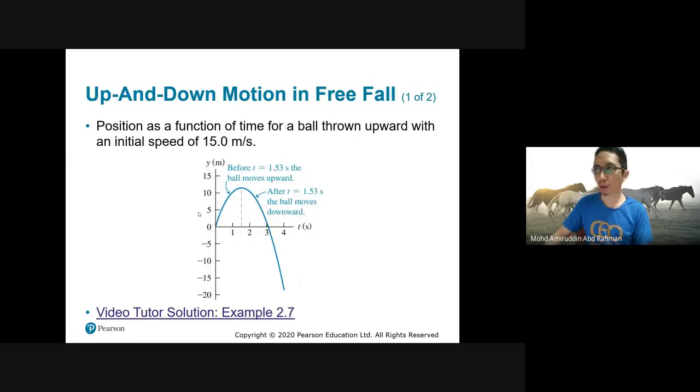All right, so you also have the up and down motion in free fall. So basically, the position as a function of time for a ball thrown upward with an initial speed of, for example, 15 meters per second. All right. So actually, the ball will go up first, and then later it will go down. Okay, so let's have a look on how to solve that.